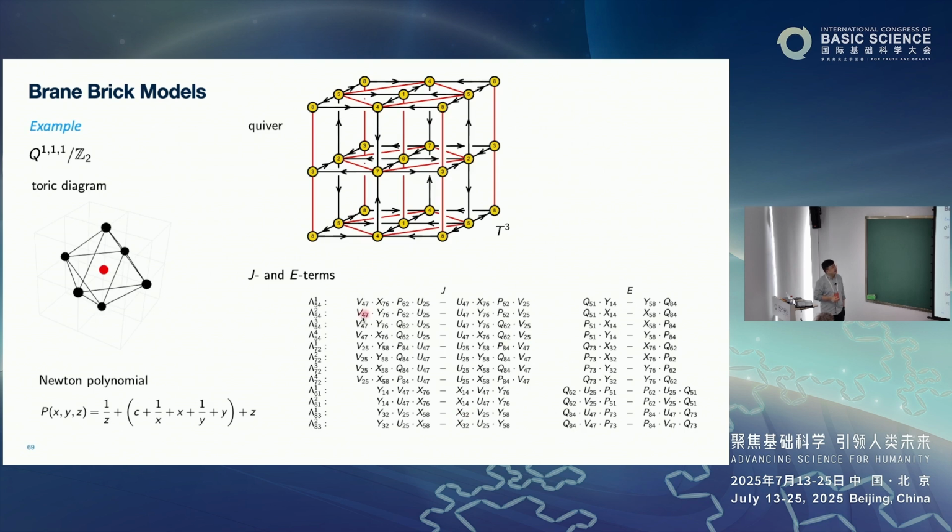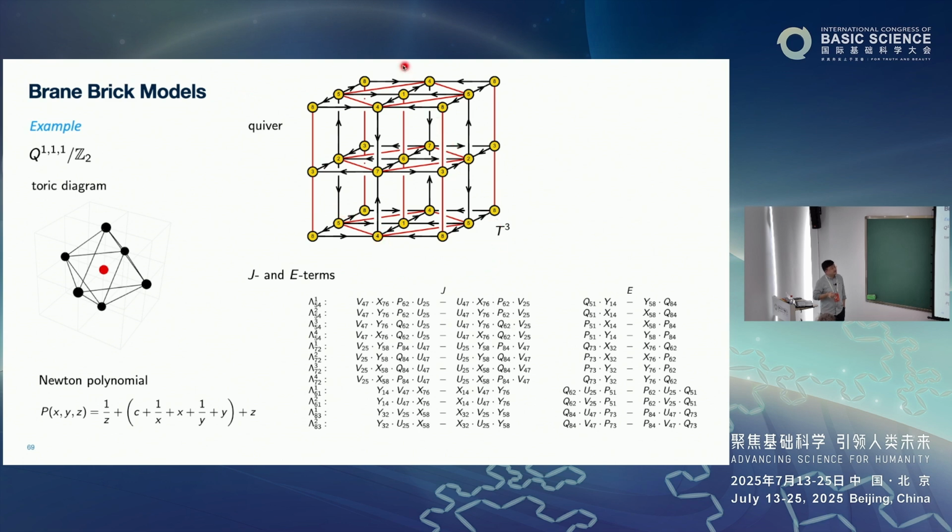So here is an example. This is the Toric Calabi-Yau fourfold associated to Q1,1,1 over Z2. This is the toric diagram with its Newton polynomial. The J and E terms, as you can see, are now quartic and quadratic to cubic. And I can draw the corresponding quiver diagram with Fermi and chiral multiplets indicated in different colors.